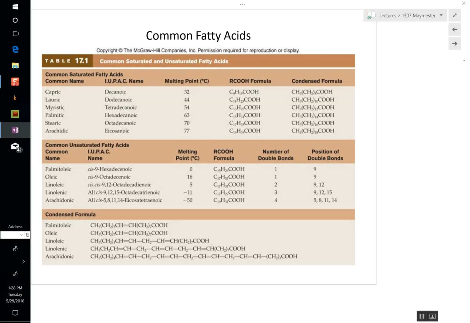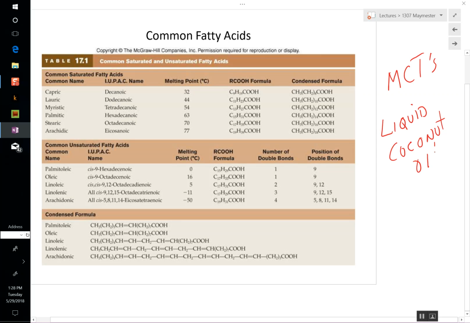Oh, I should have brought in my little bottle of, what are they? MCTs. Anybody take MCTs? Medium chain triglycerides? Okay, MCTs. This is liquid coconut oil. Anyone take that? Or put that in their food or on their breakfast or anything? Maybe lotions. Lotions, yeah, MCTs. In your hair. In your hair.